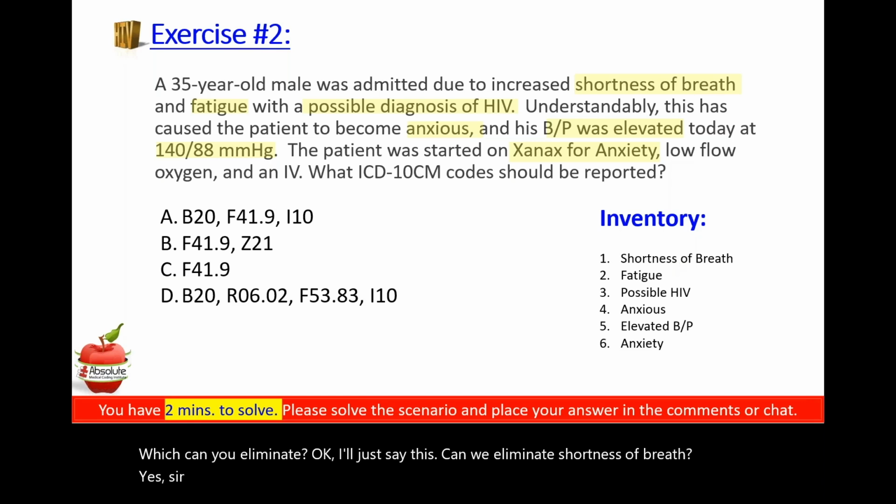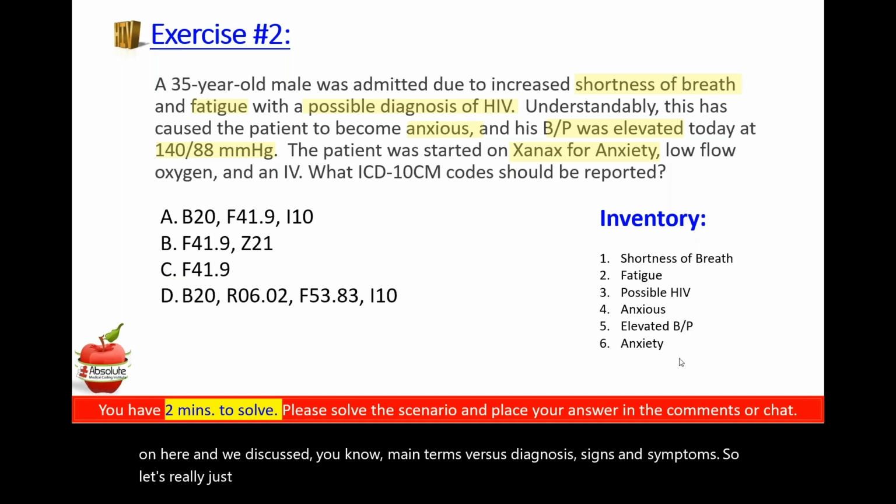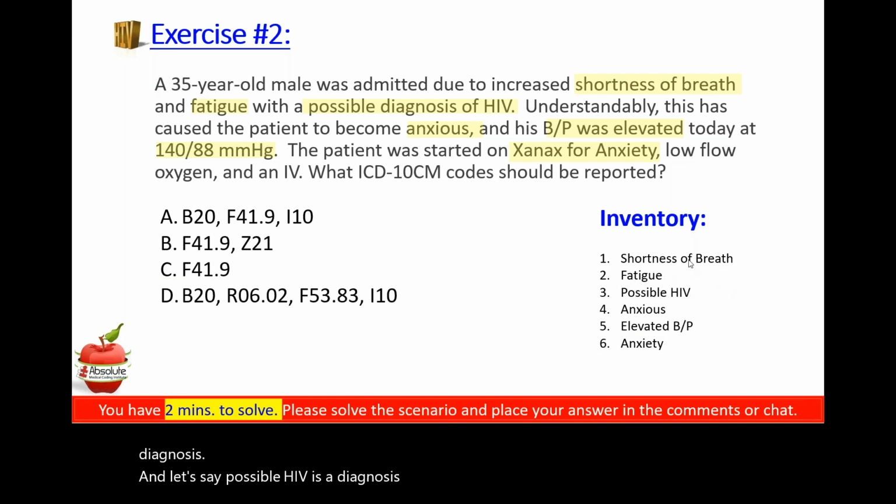Yes. Shortness of breath is related to or an indicator of anxiety, right? Yeah, anxiety is a diagnosis on here. And we discussed main terms versus diagnoses, signs and symptoms. So let's really just identify what the diagnoses are. Well, anxiety is a diagnosis, and let's say possible HIV is a diagnosis. So is shortness of breath related to anxiety or possible HIV? Yes.